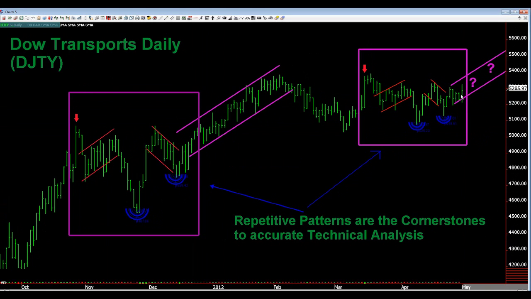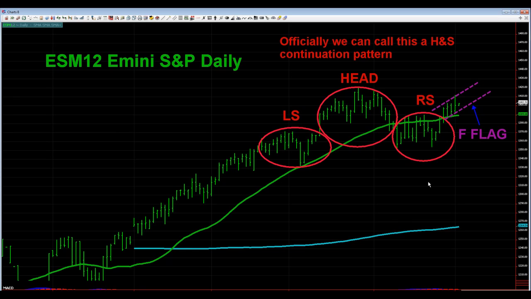Traders, let's look at another chart here. Here we are, the S&P emini daily bar chart. We can officially call this a continuation pattern head and shoulders. Here's your left shoulder, here's your head, here's your right shoulder. Into the F flag we go. The F flag should fill in and just continue on in this fashion because that is usually what will happen after a small head and shoulders is built up in a big bull market. What I mean by that is this is not big enough to top out a market. This is just too small of a head and shoulders to top out a market as big as the S&P.